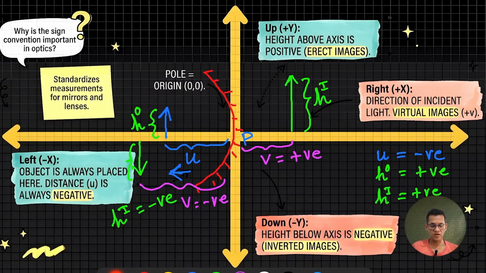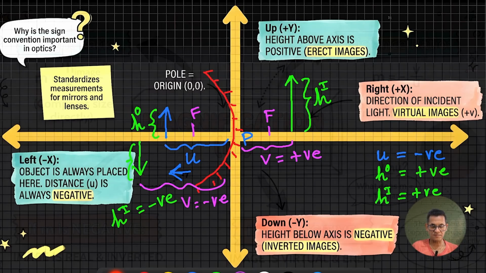Focal length of a concave mirror is taken as negative, and focal length of a convex mirror is taken as positive, depending on the location of the focus. Since the focus of a concave mirror is located in front of the mirror, the focal length of the concave mirror becomes negative, whereas since the focus of a convex mirror is located behind it, the focal length becomes positive.